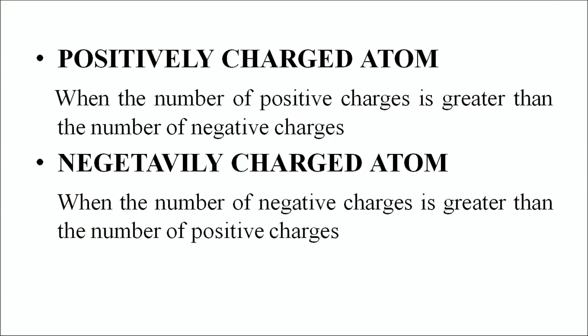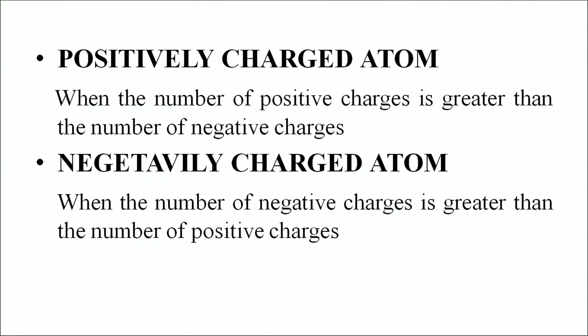These electrons are negatively charged particles, and in an atom the amount of positive charge and negative charge is equal. A positively charged atom is one where the number of positive charges is greater than the number of negative charges, such as sodium, which is known as a cation, Na+. In a negatively charged atom, the number of negative charges is greater than the number of positive charges. Here we can cite the example of chloride ion, represented with a Cl- sign.